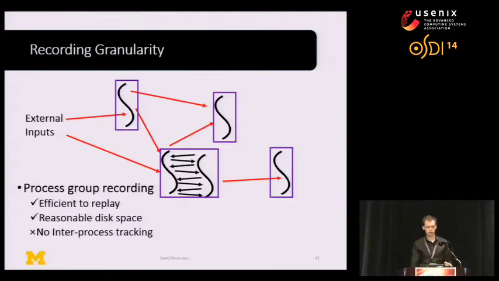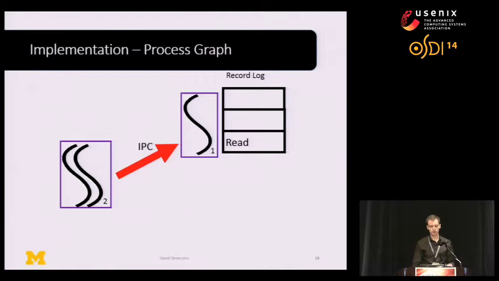To capture this, Arnold is going to use what's called the process graph. The process graph has a pretty simple idea. Traditionally, when you record data in a process level record and replay, you just record that data came into your process. In Arnold, instead of recording the data that came into our process, we're going to record where the data came from. And this will allow us to link the exact system call or set of system calls that wrote the data to the input. And this lets us trace data forward or backwards through our process graph.